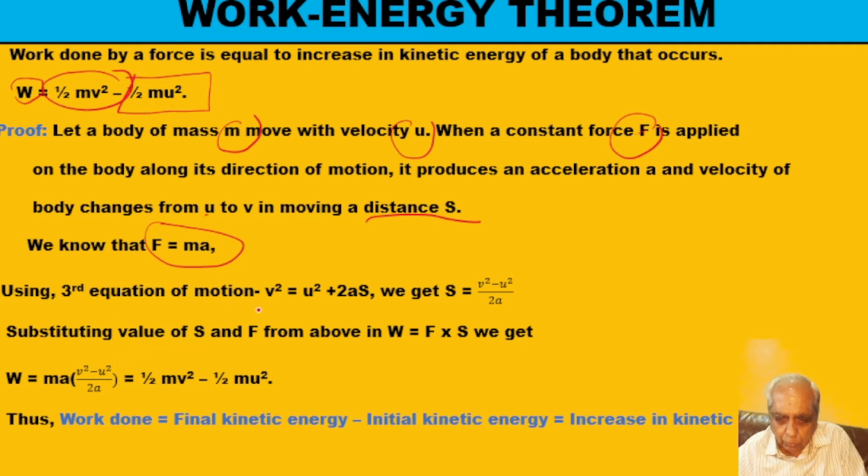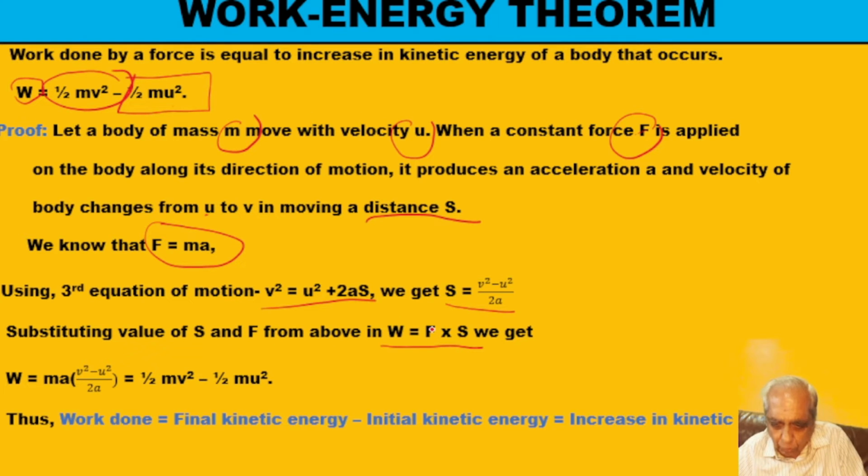Now again we will use the third equation of motion, v square is equal to u square plus 2as. This will give me s is equal to v square minus u square upon 2a. So this is the displacement, this is the force. Work done is F into s.